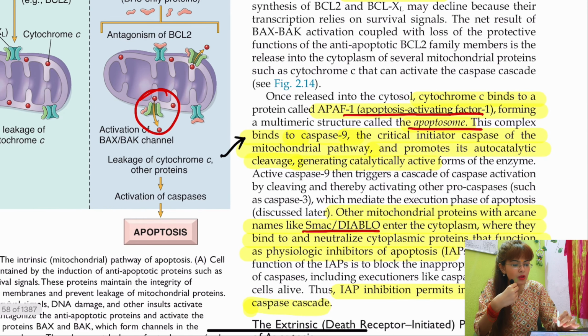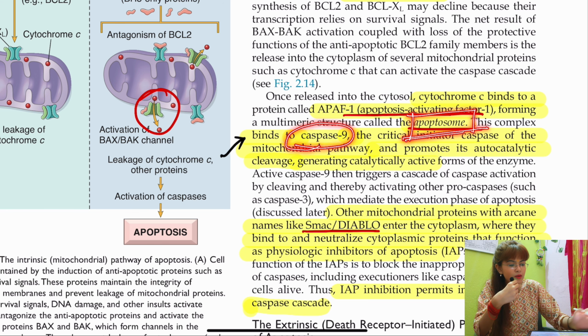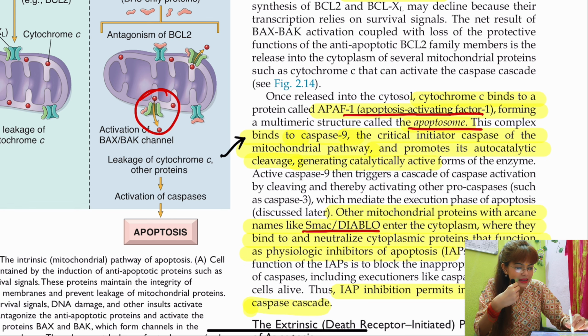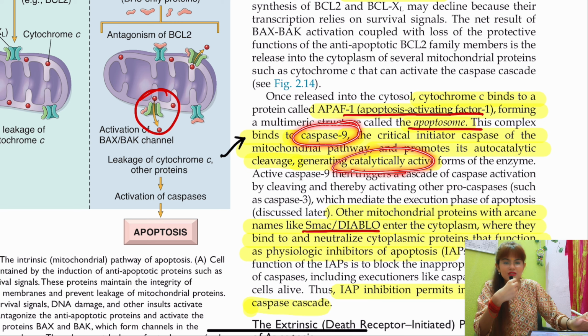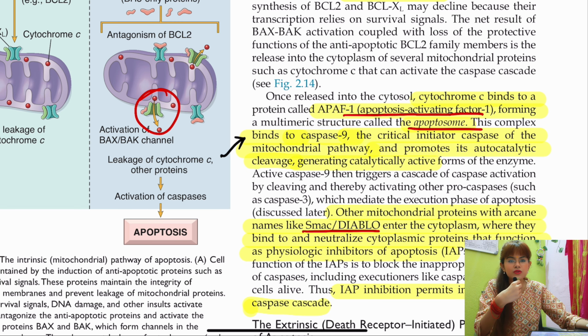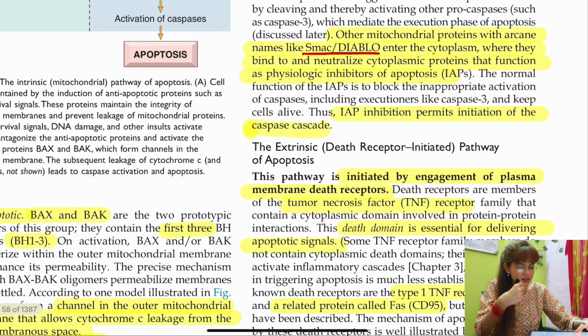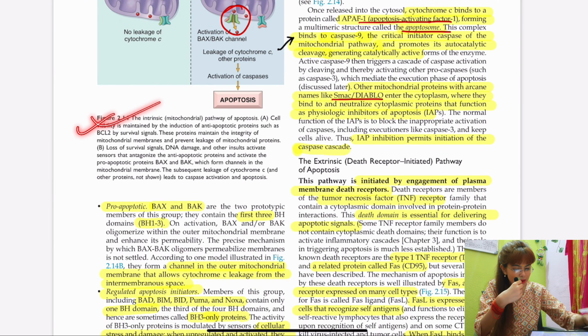This cytochrome C, once it comes out into the cytoplasm, will bind with APAF1, known as apoptosis activating factor 1. Both of these will combine to form something called the apoptosome. This apoptosome will now bind to caspase 9, which is the critical initiator caspase of the mitochondrial pathway. Then this caspase 9 will become active. So the entire aim of this process is to activate caspase 9. Now this is the entire process. I hope this makes sense to you.